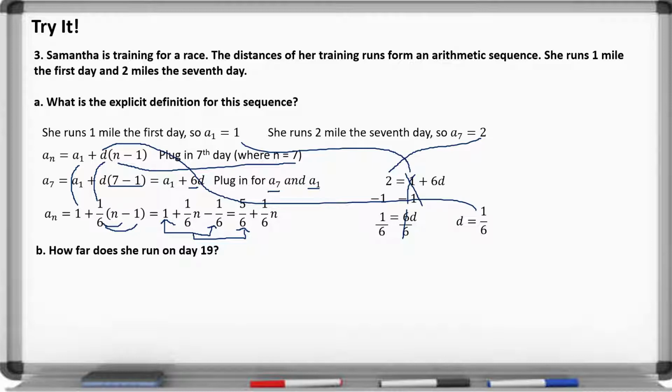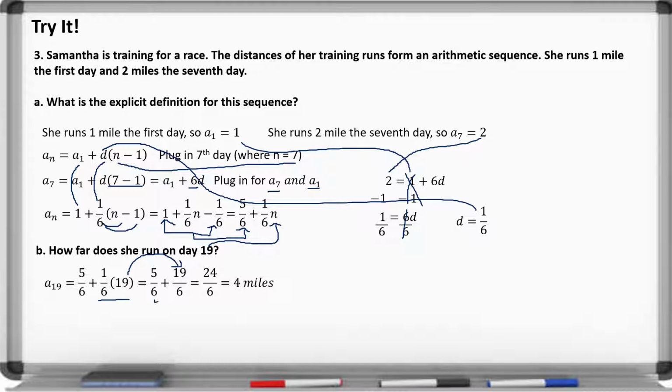So how far does she run on day 19? To do that, we need to plug in 19 into the following formula. So plug in 19 into that formula: 5 over 6 plus 1 over 6 times 19. Well, this 1 over 6 times 19 is actually going to be 19 over 6.